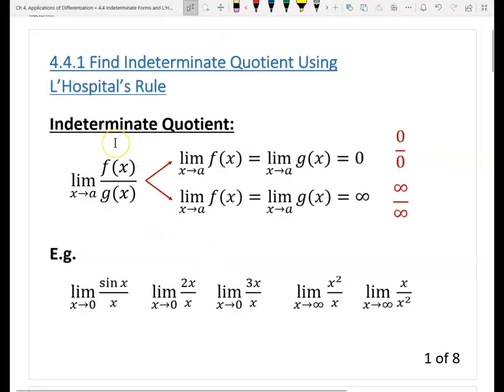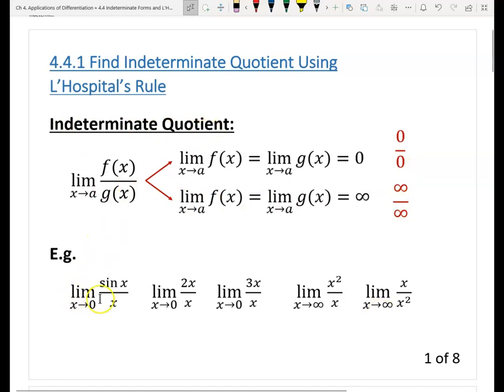Here is the definition of indeterminate quotient. Suppose we have a limit of a quotient, which we call the indeterminate quotient. And we have 2 types. The first type we call 0 over 0, if the limit of the numerator equals the limit of the denominator equals 0. That's indeterminate. The second case is when the limit of the numerator and the limit of the denominator both equal infinity. This type we call infinity over infinity. And both types we call the indeterminate quotient.